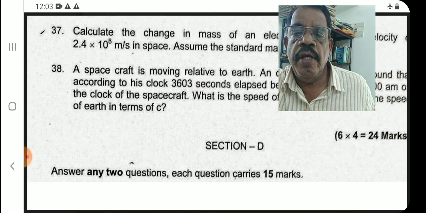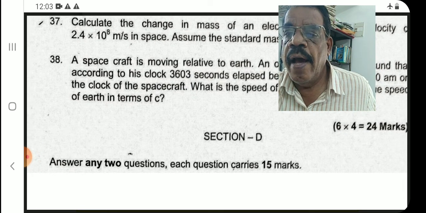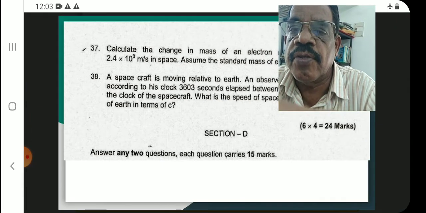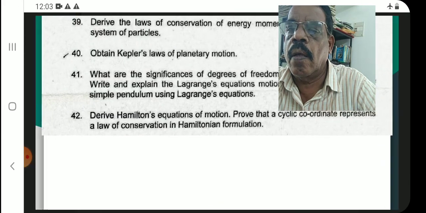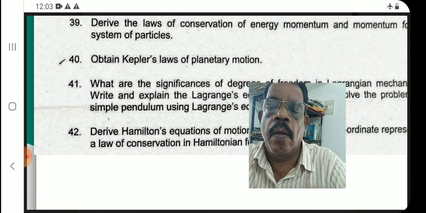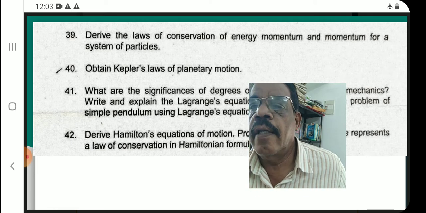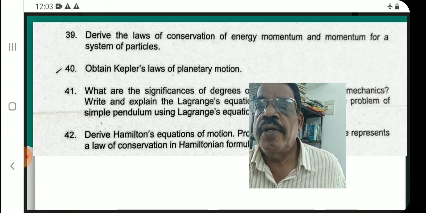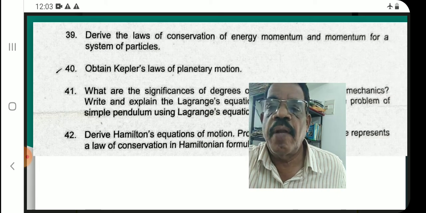Next question, section D. So section C, 6 into 4, 24 marks. Section D, answer any 2 questions. Each question carries 15 marks. Essay type questions. Number 39. Derive the laws of conservation of energy, linear momentum, and angular momentum for a system of particles. Number 40. Obtain Kepler's laws of planetary motion.